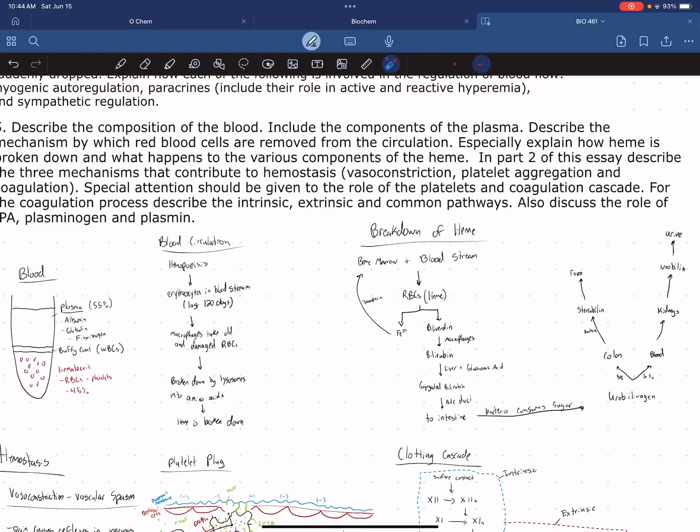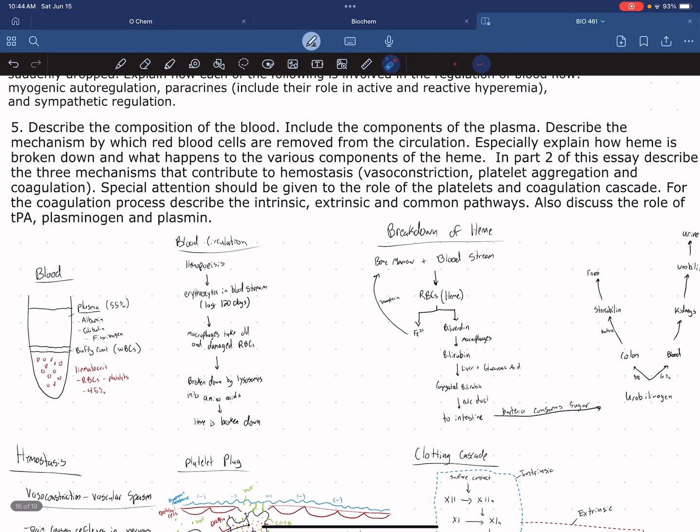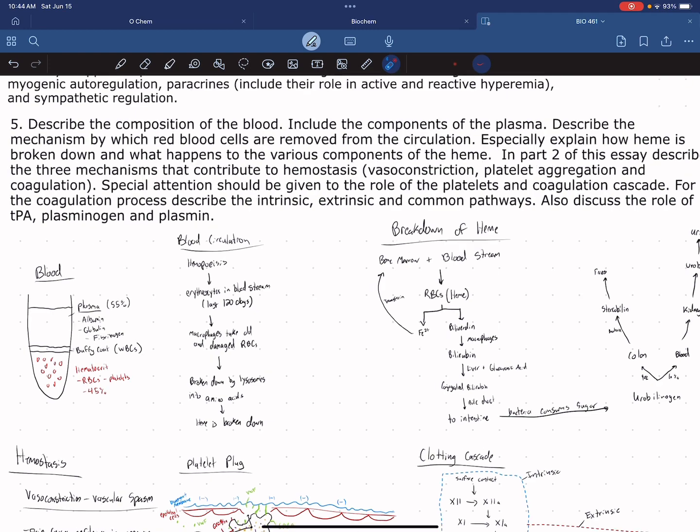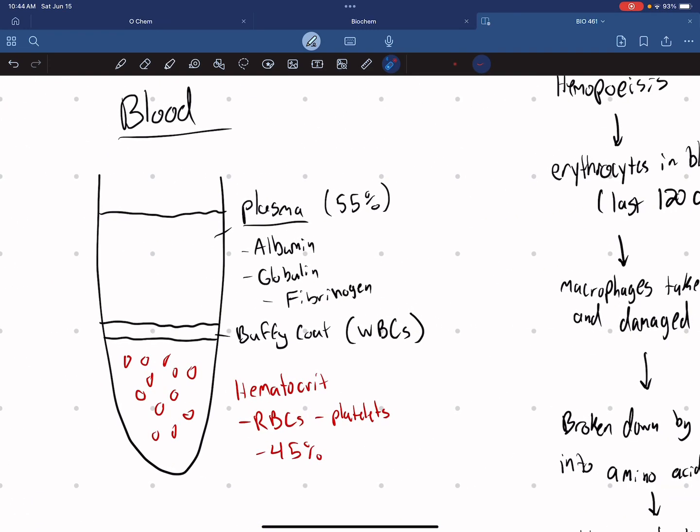Okay, so for question number 5, this set of questions asks us to describe the composition of the blood, include components of the plasma, and describe the mechanism by which blood cells are removed from circulation. So we'll go ahead here and start with blood.